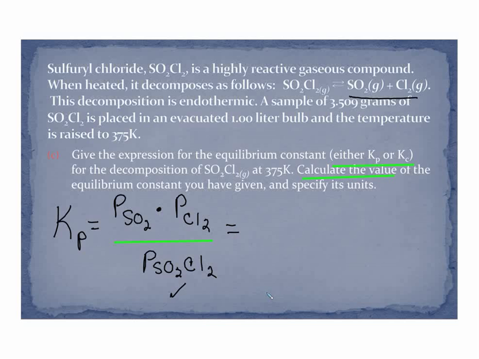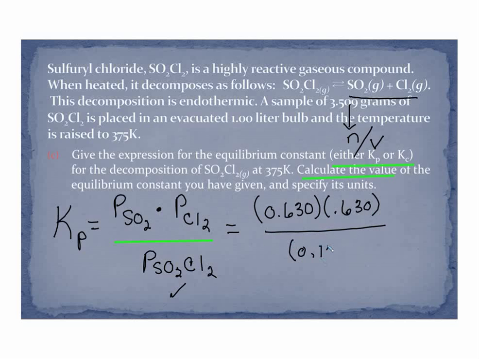Now it says to give the value. Well, we just did that in part B. We calculated those values. Again, you can assume some reasonable values, but if you didn't get those partial pressures, you might want to go back and start all the way back and convert this to moles, then divide it by volume and deal with Kc if you're struggling. I'm going to go ahead and plug in our values from our previous problem. 0.630 times 0.630 divided by 0.170. And when you do this algebra, you should get 2.30.